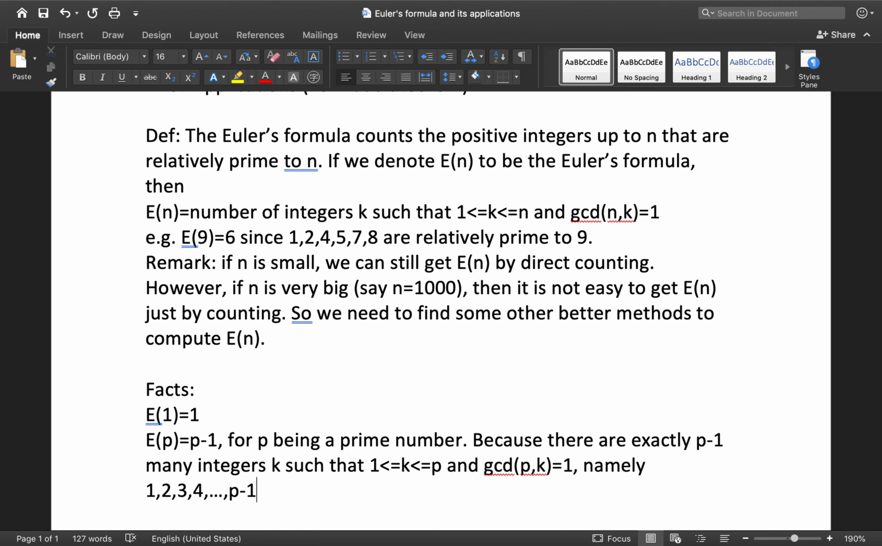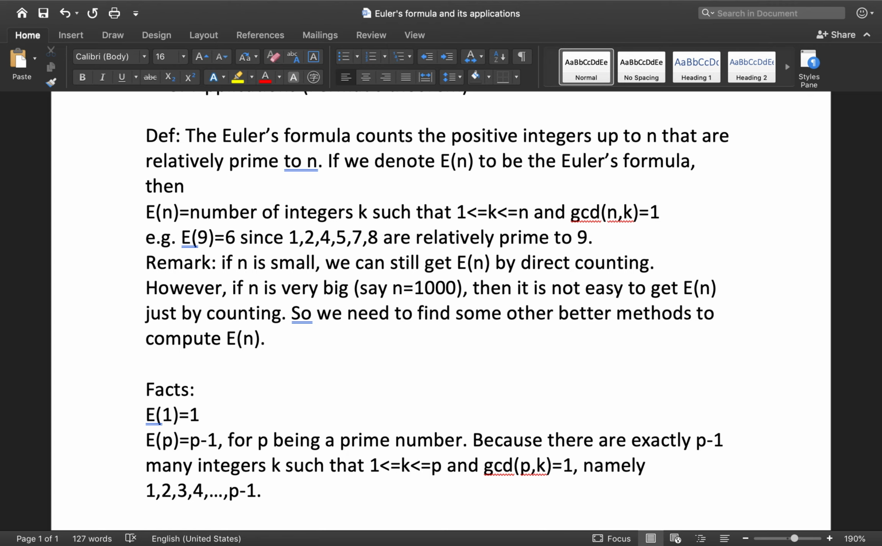If you consider all integers between 1 and p, the first p minus 1 many integers are all relatively prime to p. You can easily see that, because p is a prime number. There's only two divisors for p, namely 1 and p. So all the numbers which are strictly less than p will not be a divisor, and they don't have any common divisor with p. That's why they're all relatively prime to p. And so we have this special case: if p is prime, then the Euler formula for p is just p minus 1.